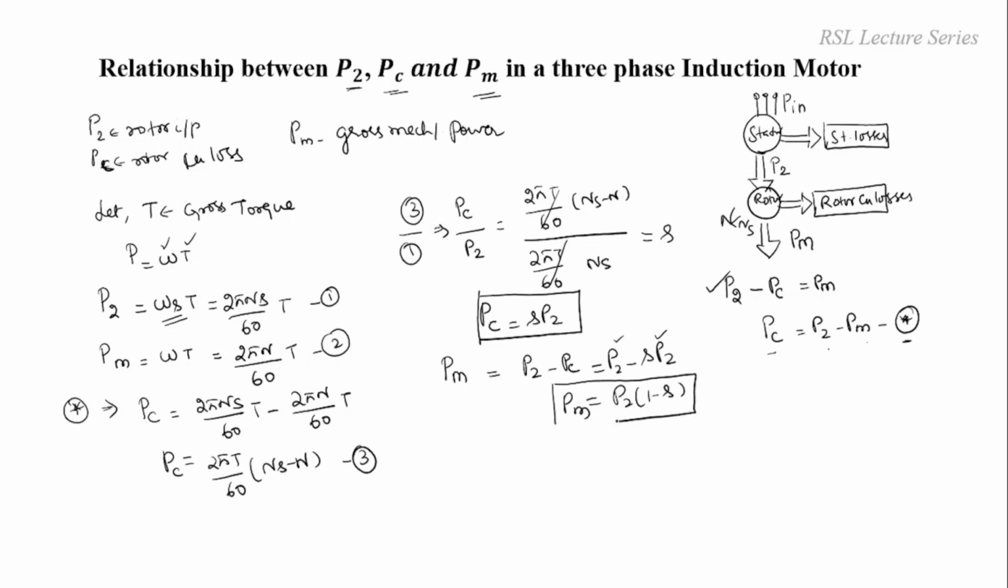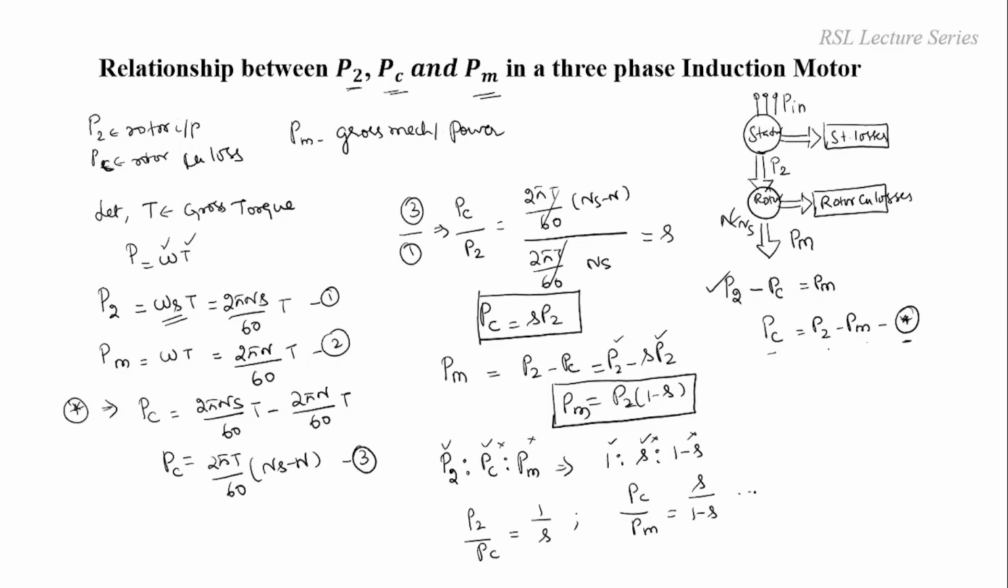Okay. So PM can be written as (1 − S) times P2. So if we write these three, that is P2, PC and PM, in ratio form, we can write it as P2 : PC : PM = 1 : S : (1 − S). So if we want P2 by PC, then by seeing the ratio we can write it as 1 divided by S. Similarly, if we want PC by PM, it can be written as S divided by (1 − S), and so on.